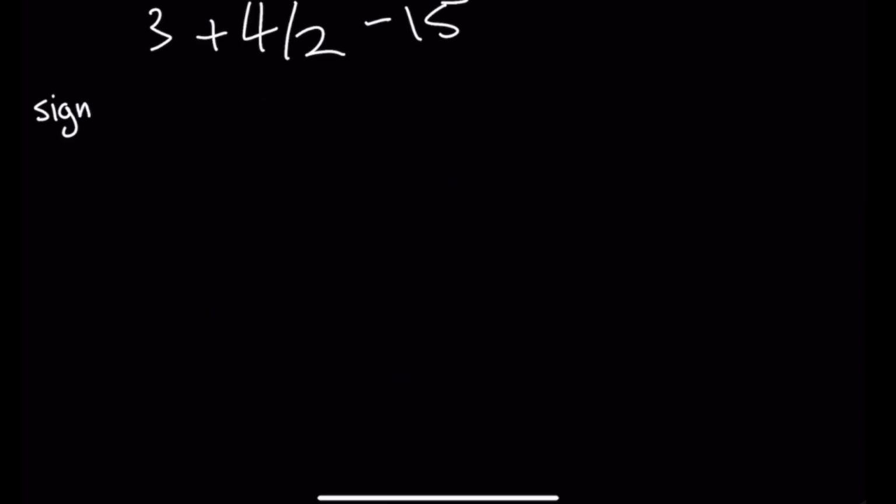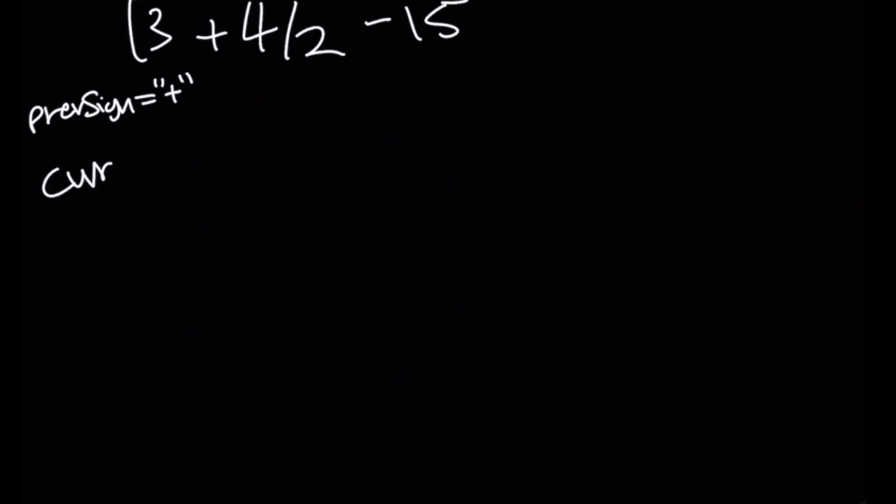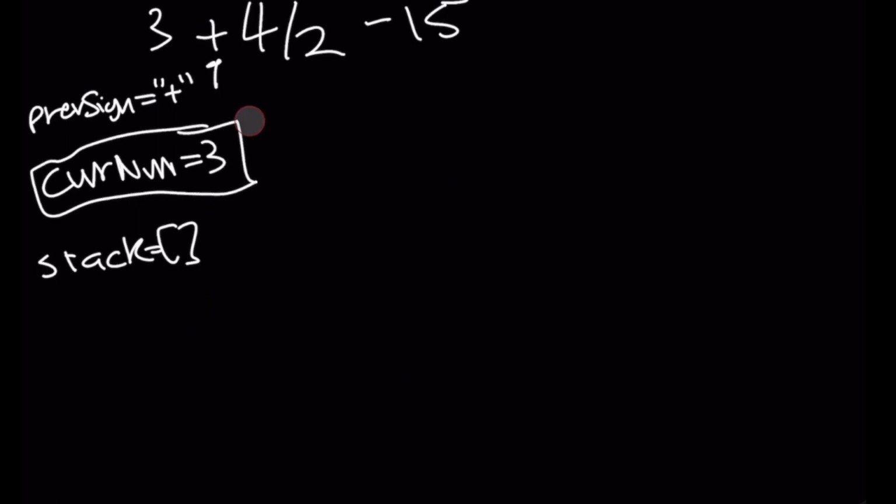You'll have a previous sign. So we'll default it to a plus, right? And when we reach 3, we'll have a current number of 3, right? And we'll have an empty stack because that's the start of the iteration. When we reach a sign, we realize this is our next number, right? And our previous sign was plus because that's the default value. So we'll add 3 to the stack because that's what we do to add.